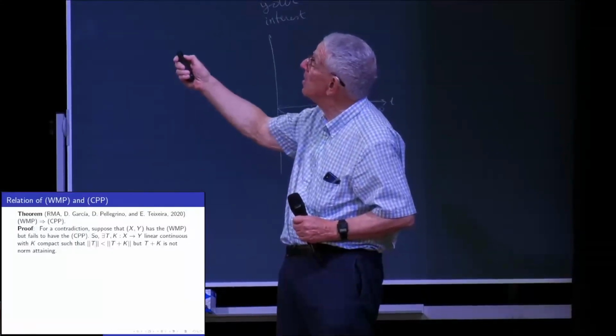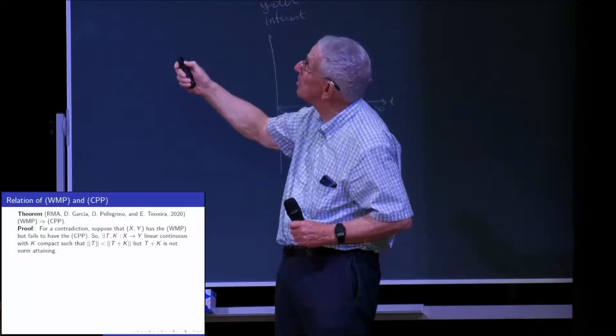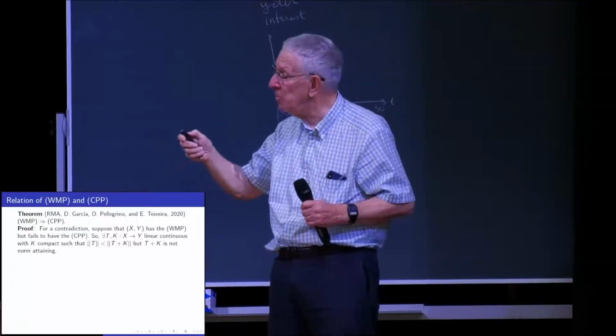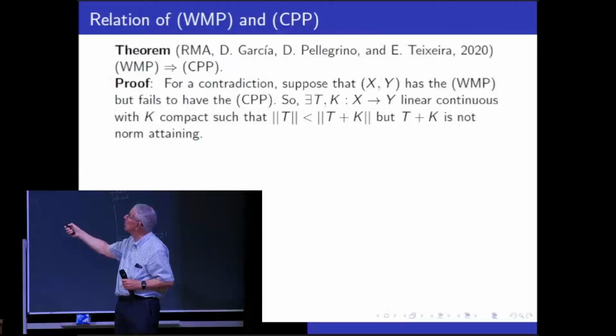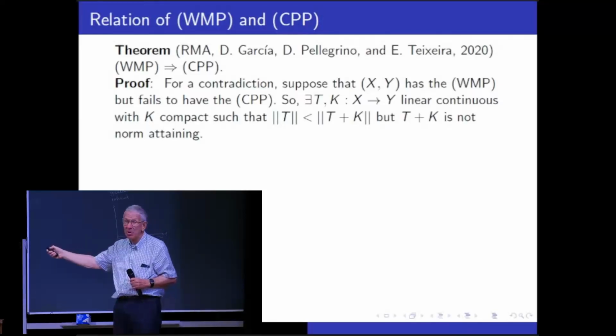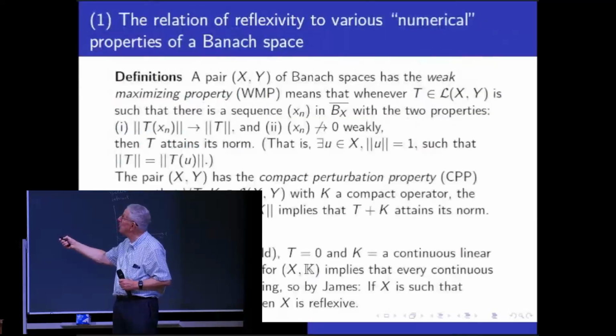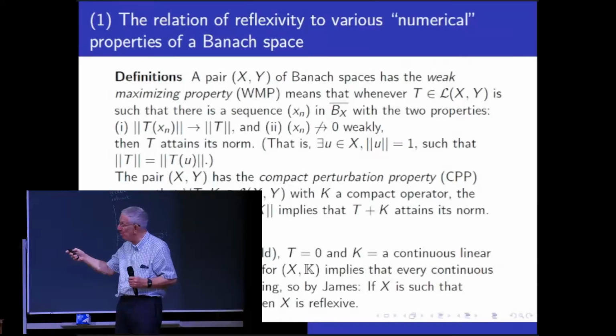Now, I don't remember what year, but not so many years ago, Domingo Garcia, Daniel Pellegrino, and Eduardo Teixeira, the two are from Brazil, Domingo's from Valencia, and I showed that the weak maximizing property implies the compact perturbation property. So the weak maximizing property is this slightly technical thing, and the compact perturbation property.